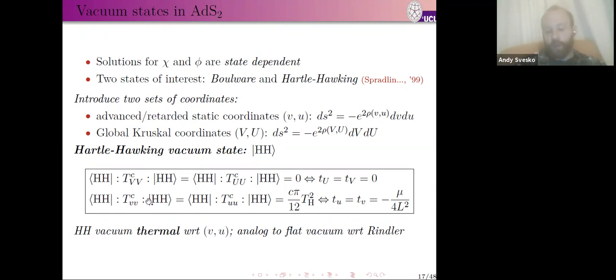And we can define the Hartle-Hawking vacuum state in two ways that are equivalent. The one that's most familiar is that the Hartle-Hawking state is the state such that the expectation value of the normal ordered stress tensor in static coordinates is given by a thermal energy, where the thermal energy is proportional to the Hawking temperature squared. And this is just the typical statement that the Hartle-Hawking vacuum, as seen by an outside static observer, will appear thermal at a temperature that's given by the Hawking temperature.